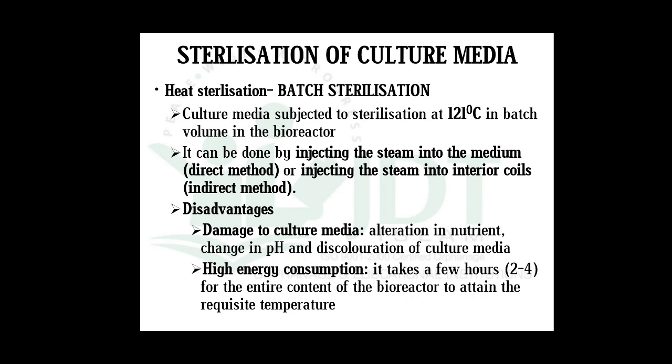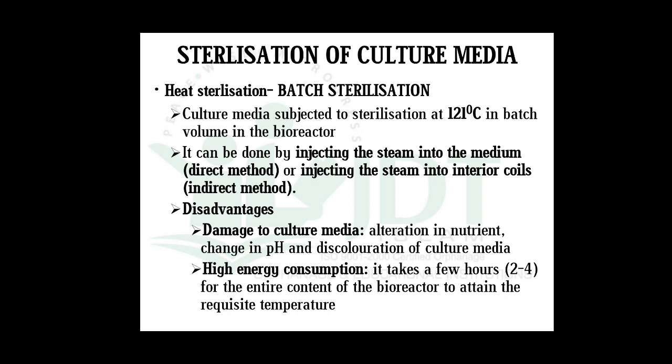First, heat sterilization by batch sterilization. The culture media is subjected to sterilization at 121 degrees Celsius in a batch volume of the bioreactor. It can be done by injecting steam into the media, which is known as the direct method, or by injecting steam into the interior coil, which is known as the indirect method.